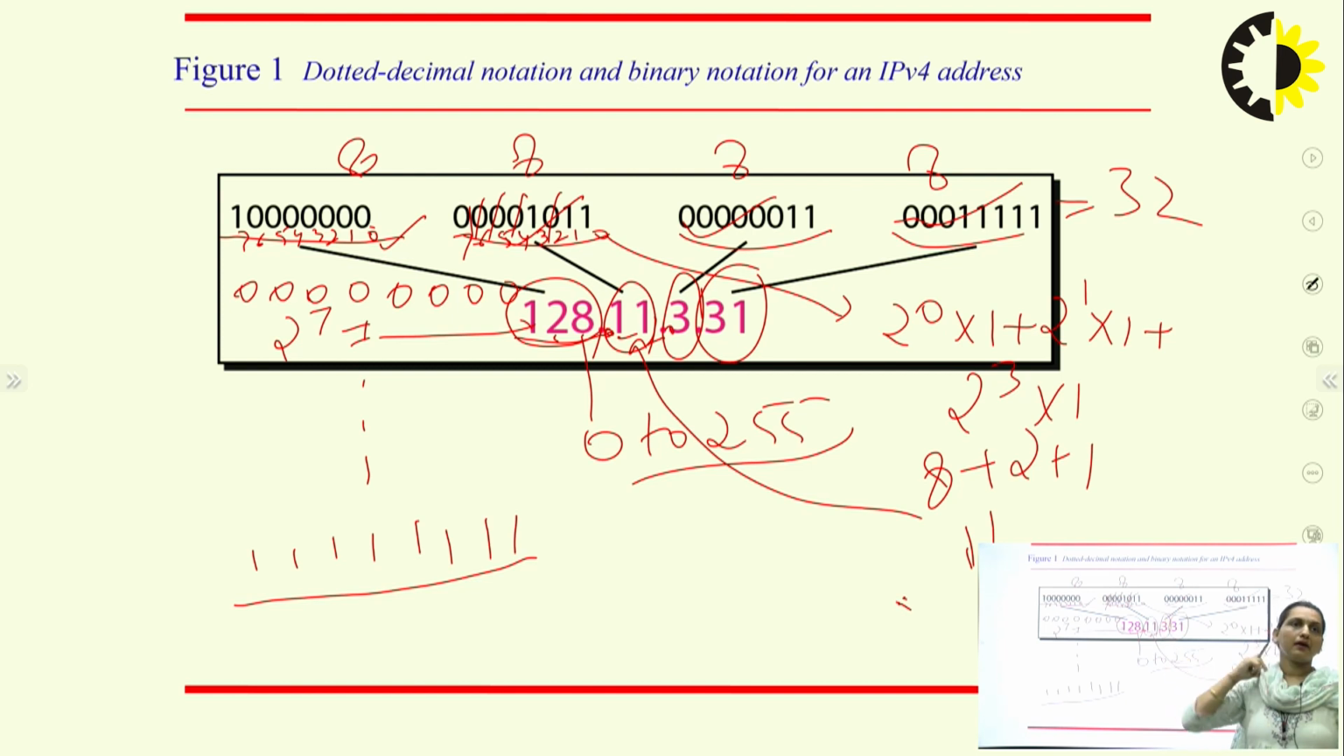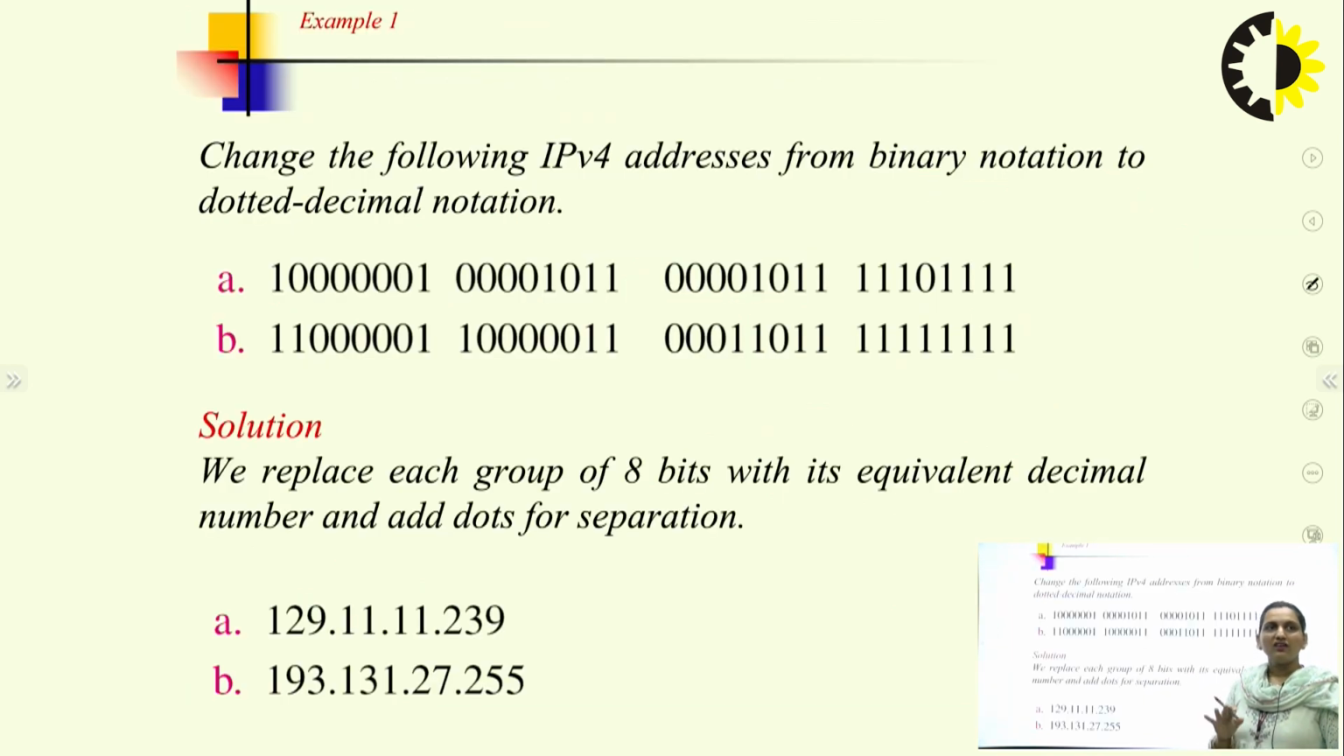Okay. Next is the binary representation. This is the dotted decimal representation, and this is the binary representation of IP version 4. So this is the question we will see: change the following IP address from binary to dotted decimal. What we have to do is number the bits 0, 1, 2, 3, 4, 5, 6, 7. We are not continuing to 32 as one run; every octet will start from 0 to 7.